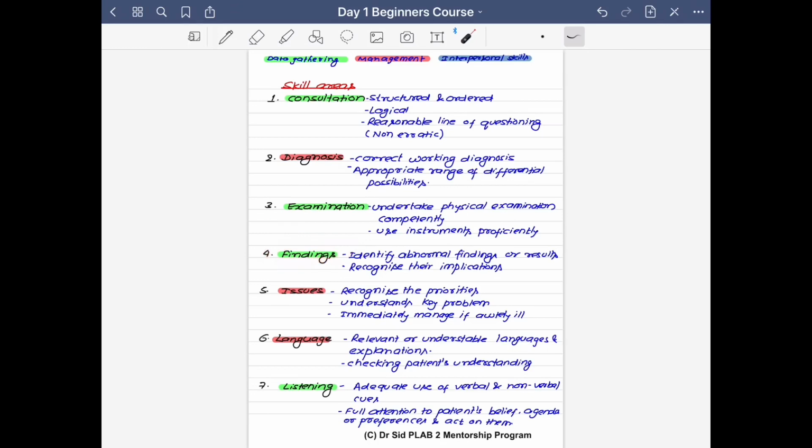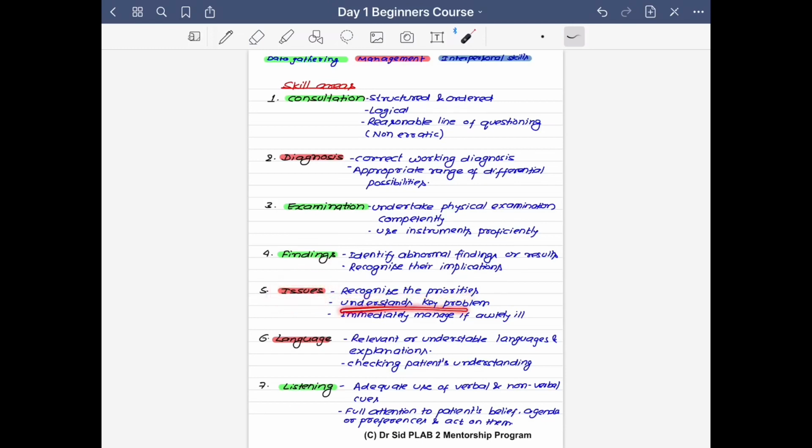Now coming to the findings. On the findings, you have to identify abnormal findings or result and recognize their implications as well. Okay, so if there is any abnormal finding from the history, from the investigation report, from the examination part, you need to identify it and you need to also recognize their implication, whether it is acute, whether it is chronic, whether it should be addressed properly, whether it should be ignored, things like that. If you are doing that, then you are getting good marks in findings. Otherwise, you are getting poorly marked in the findings.